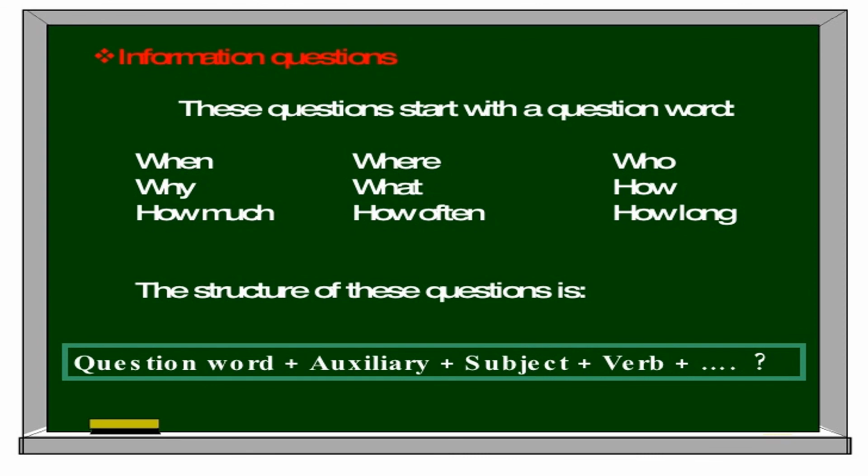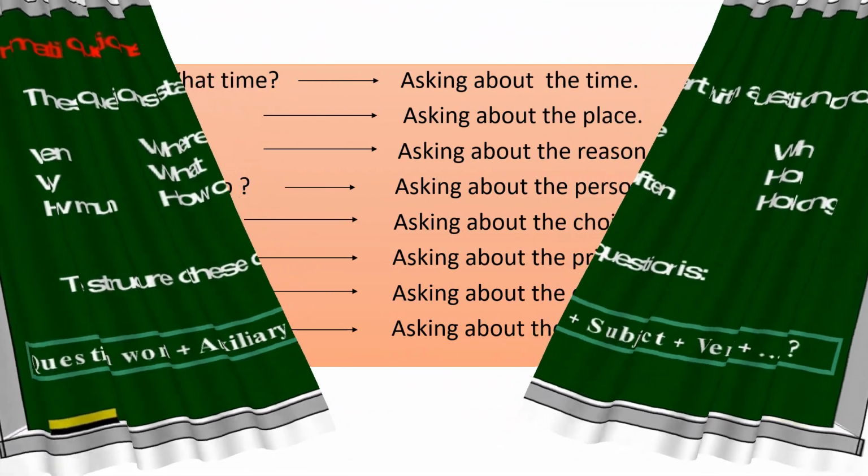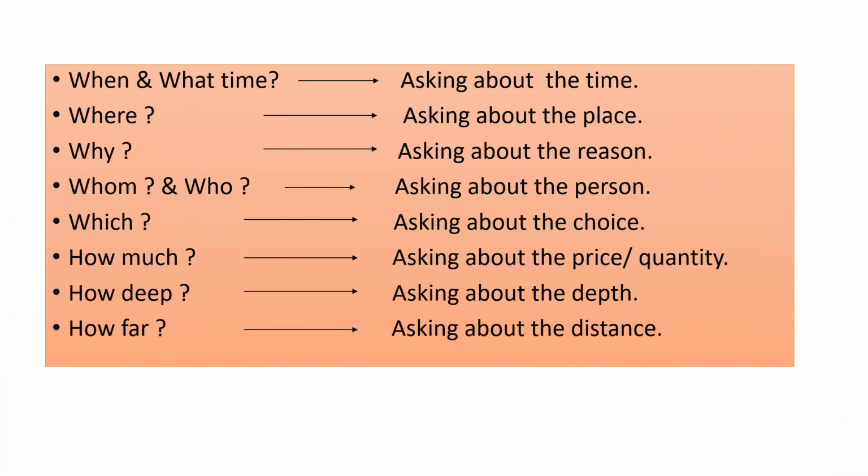So let's complete. As you can see in this timetable, here we have some question words to ask about something. When, what time, asking about the time. Where refers to the place. Why, asking about the reason. Whom and who, asking about the person or the thing. Which, asking about the choice.